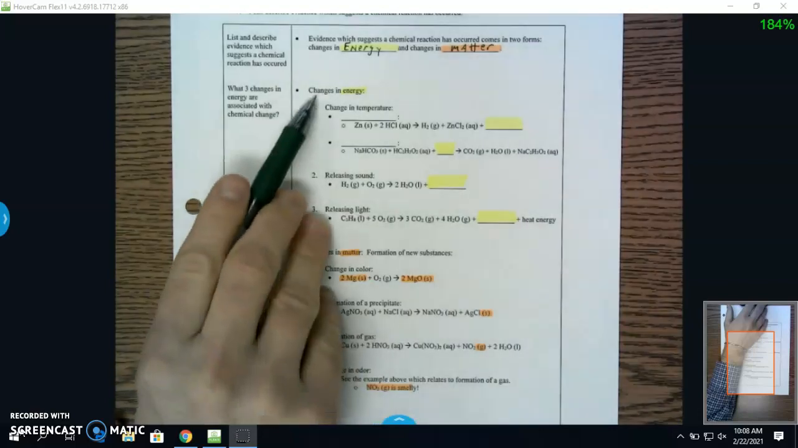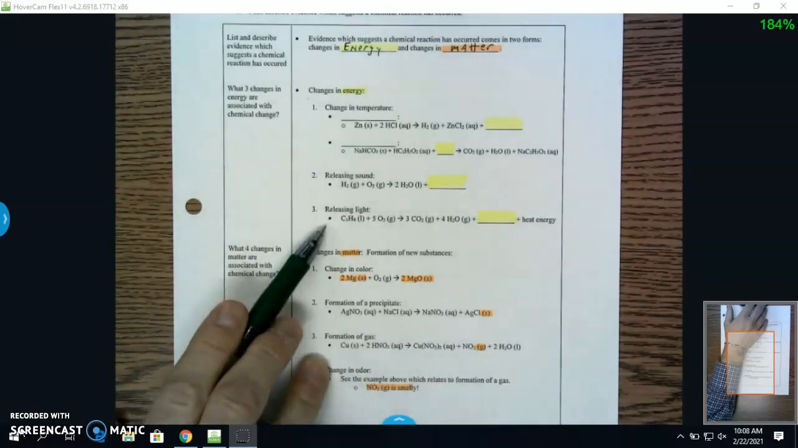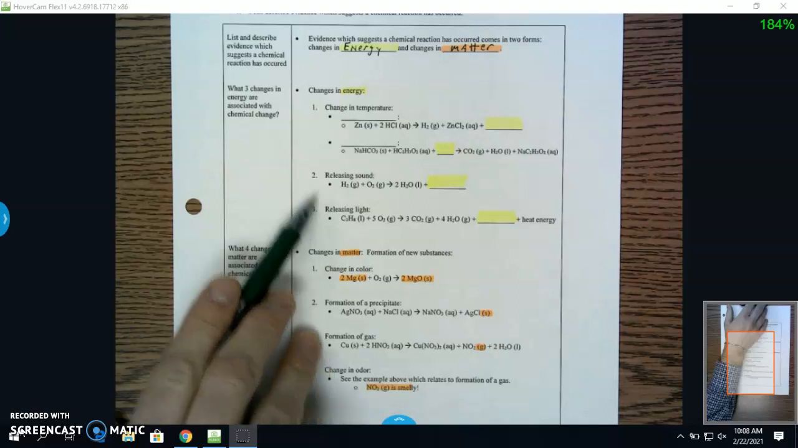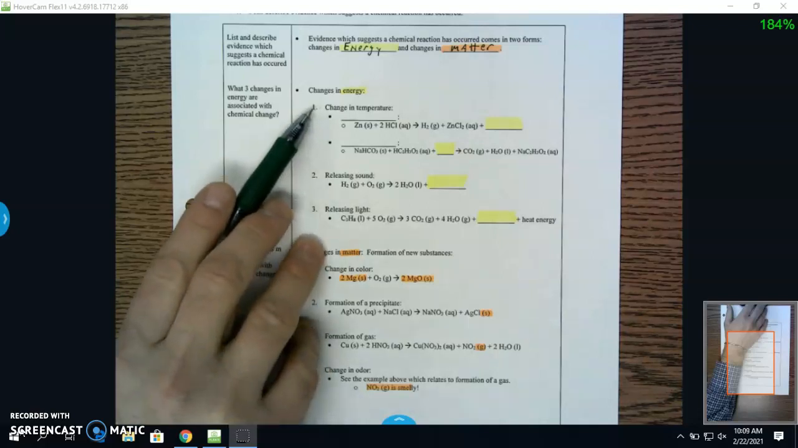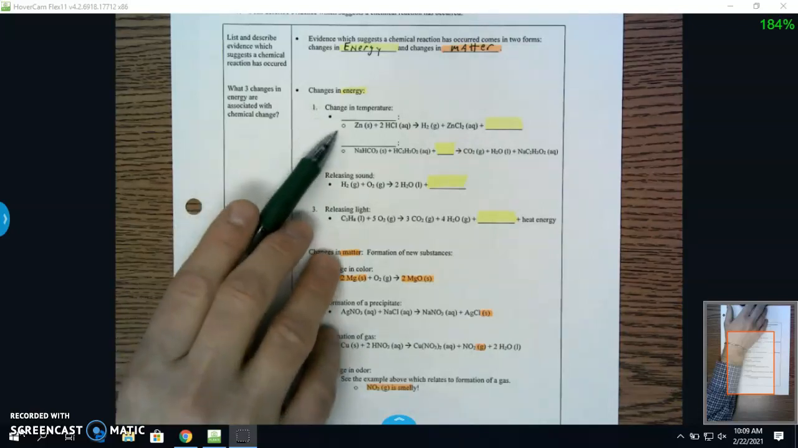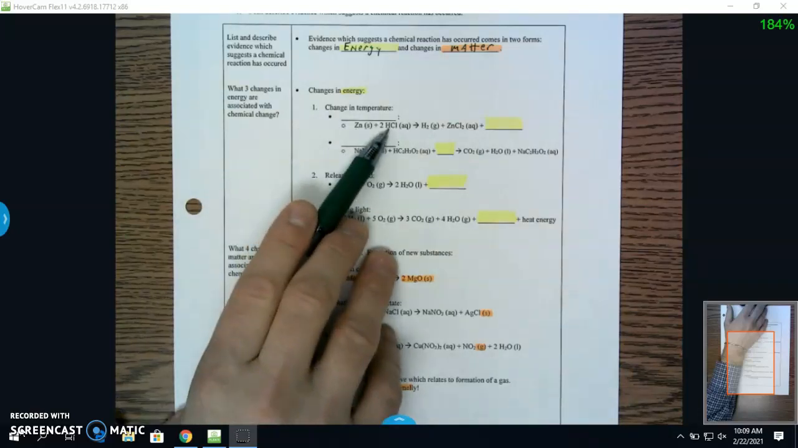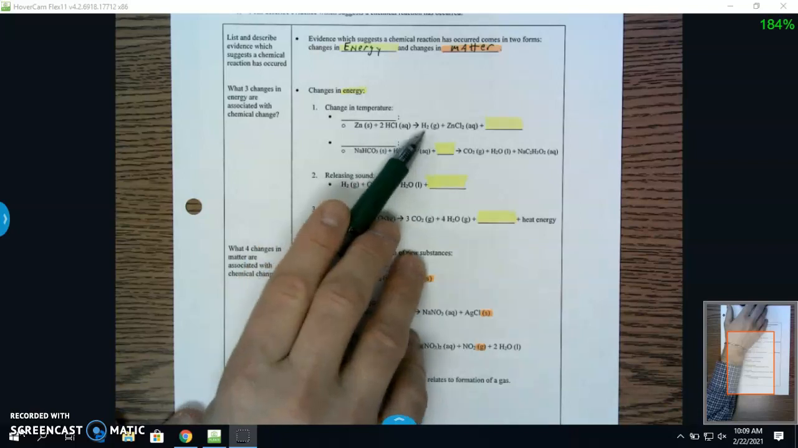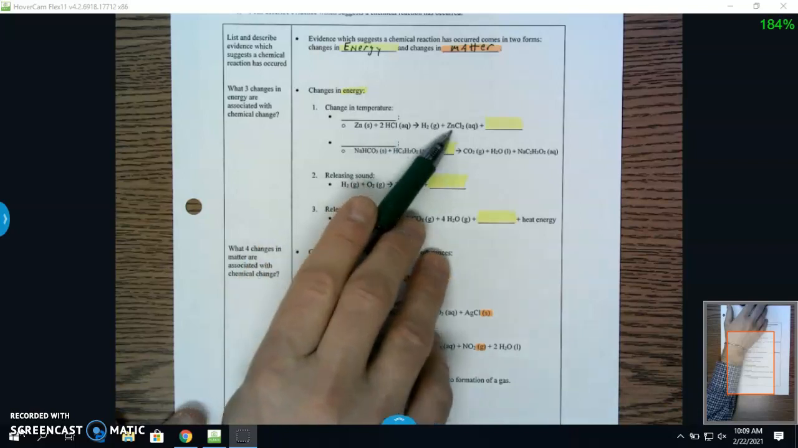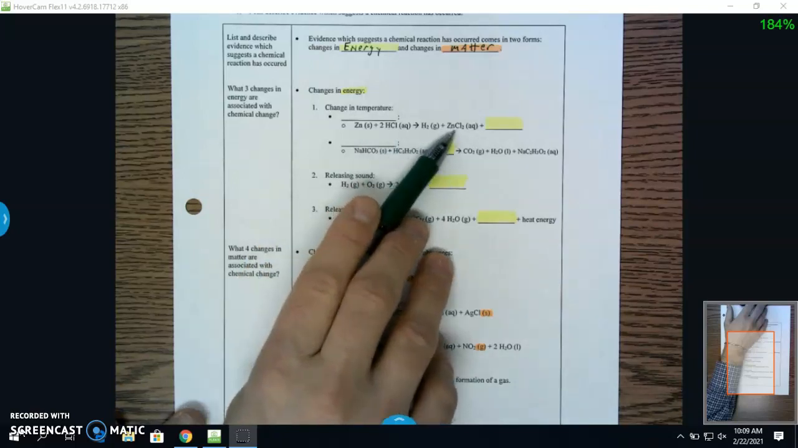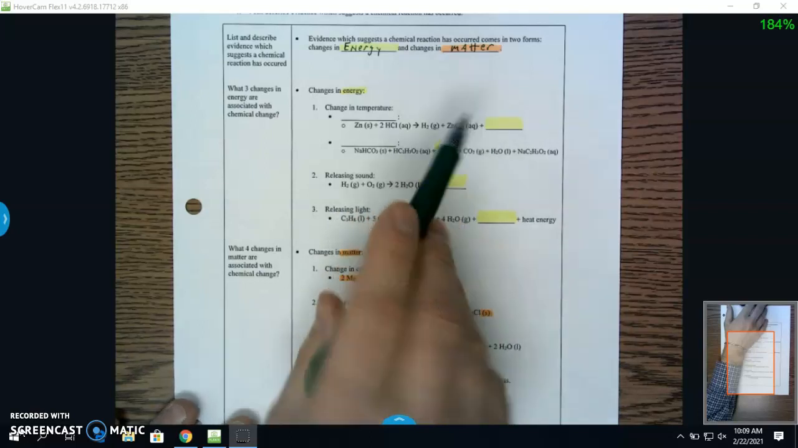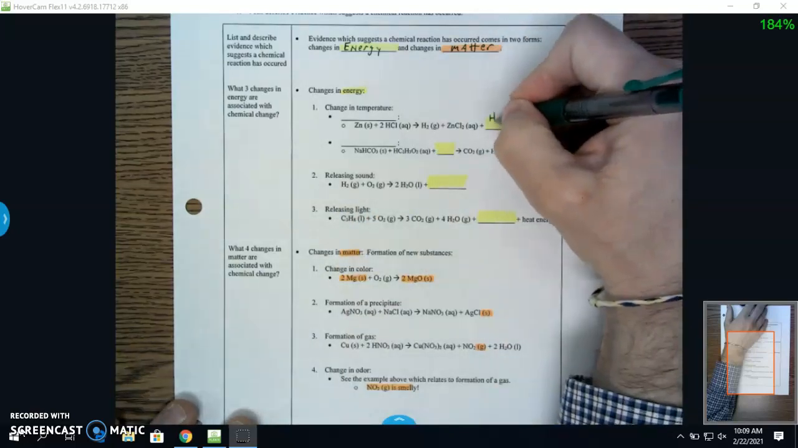Okay, so up top in this section, we're going to explore changes in energy. The first type is a change in temperature. So if you take a look at the first reaction, we have zinc, which is a metal. It reacts with an acid, hydrochloric acid, and it forms bubbles, hydrogen gas, forms zinc chloride, and it also releases heat energy.